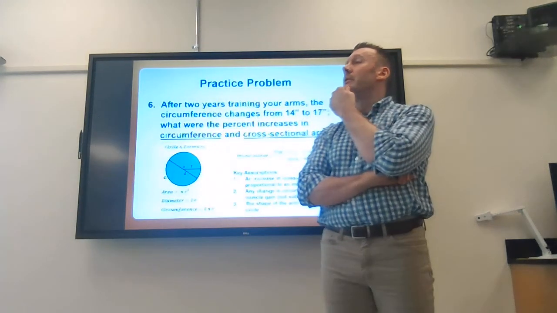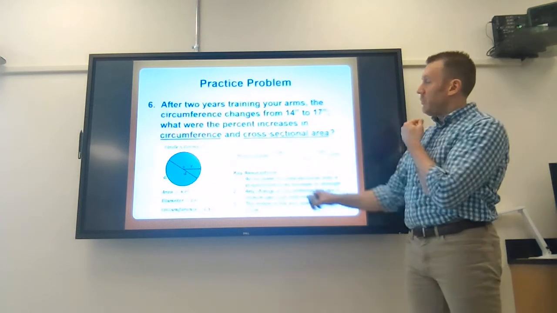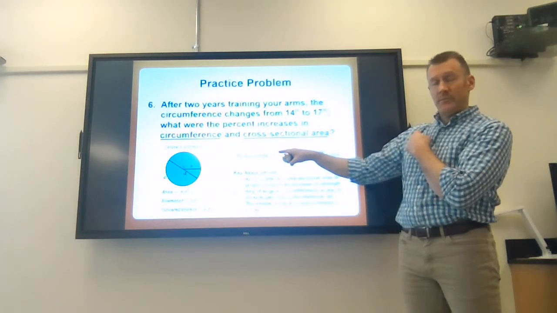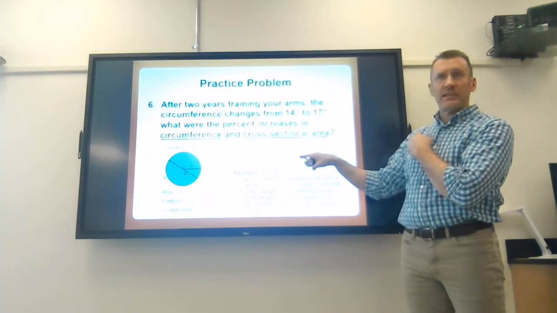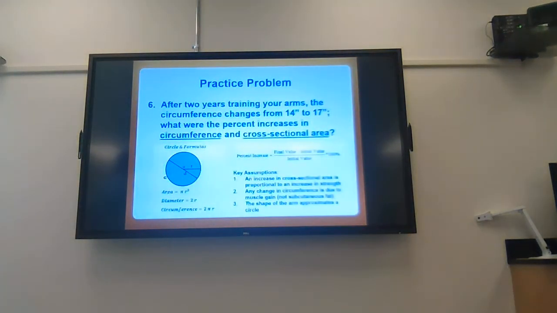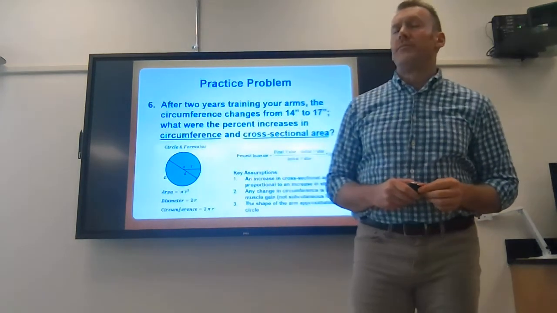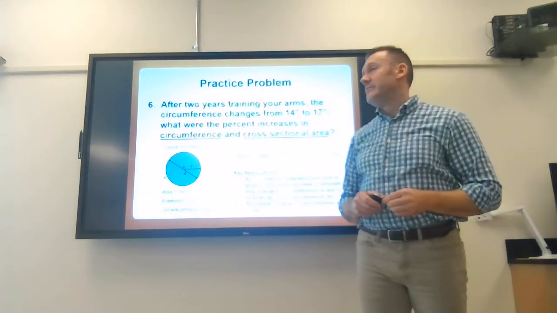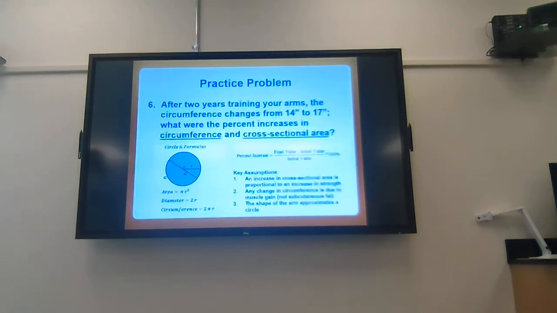So now can you solve for the percent increase in cross-sectional area? So it's going to be what? 23.06 minus 15.61 divided by 15.61 times 100. So your percentage increase in cross-sectional area. Something close to 47. So 47% increase in cross-sectional area.